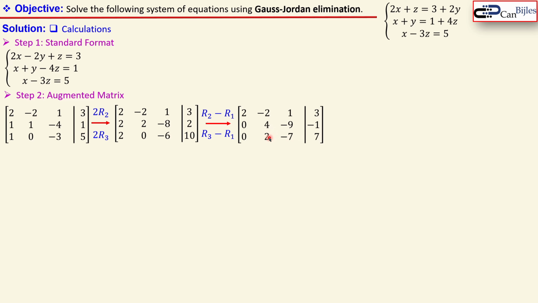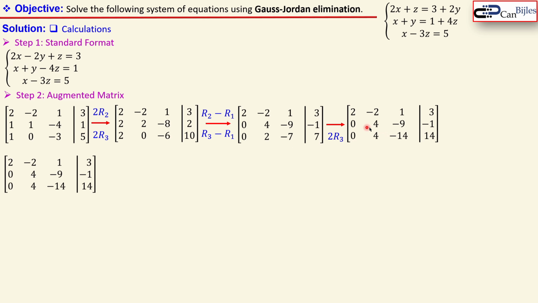So again, 2 times the R3. So again, we go to the next step and we get this. So now row 1 and row 2 are not changing. You just copy them, and this is now just 0, 4, minus 14. This is plus 14. Now we can do the next step, which is then row 3 minus row 2.